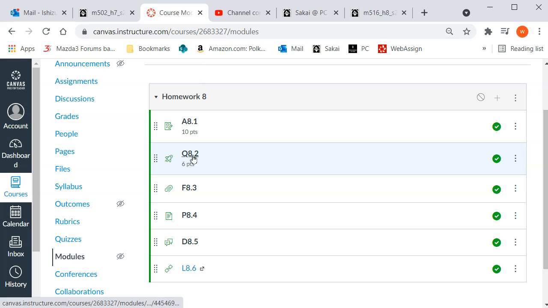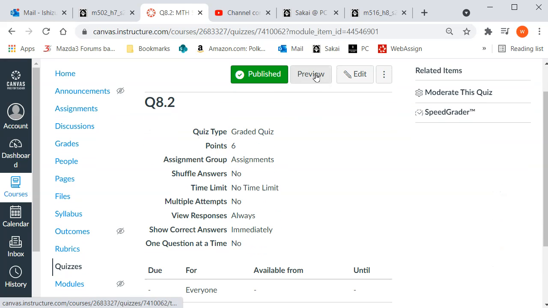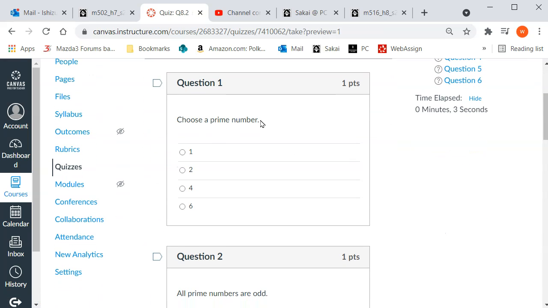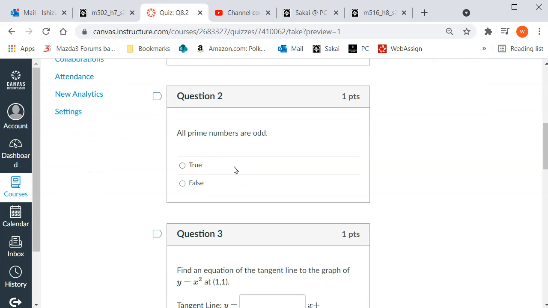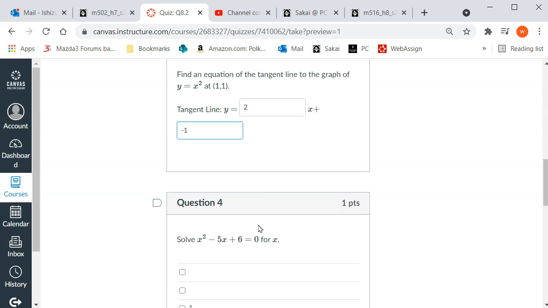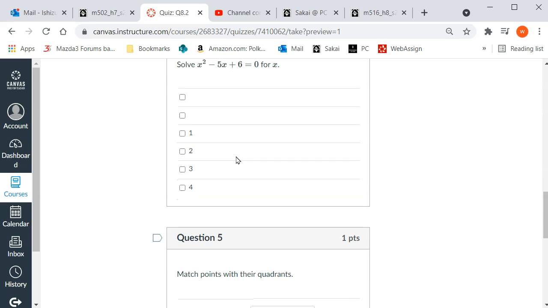So let's do the quiz here. Go to the quiz, and we can just do a preview to make sure that it's working. Choose a prime number and 2, and all prime numbers are odd, false, and the equation of the tangent line. So that was a 2, and the -1. It's good that we know the answers. And here we have extra ones. I have to fix that. It's going to be 2 and 3.